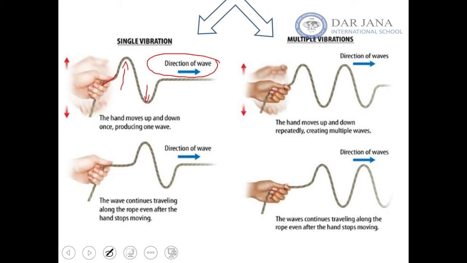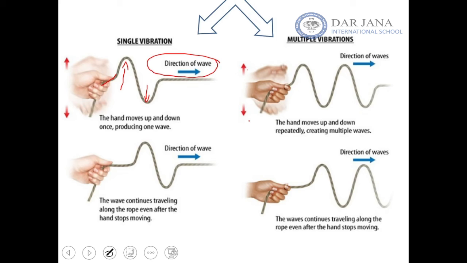So this type of wave is a transverse wave because the vibration of the rope is perpendicular to the direction of the wave. So when you move your hand up and down once, you are producing only one wave with one crest and one trough. If you move your hand several times up and down, you are creating multiple waves.